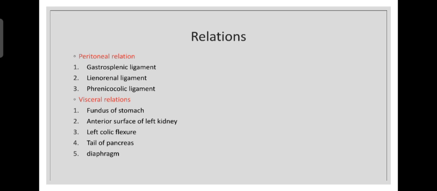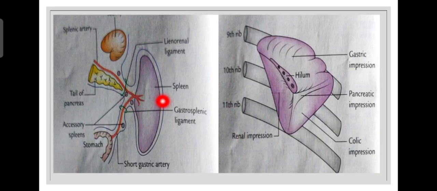That is the fundus of stomach. We saw that impression, right? Those impressions are formed by these visceral structures, which come under visceral relations: fundus of stomach, anterior surface of left kidney, left colic flexure, tail of pancreas and diaphragm. These are the visceral relations. Let's see it in detail. See, these are the peritoneal relations and these are the visceral relations.